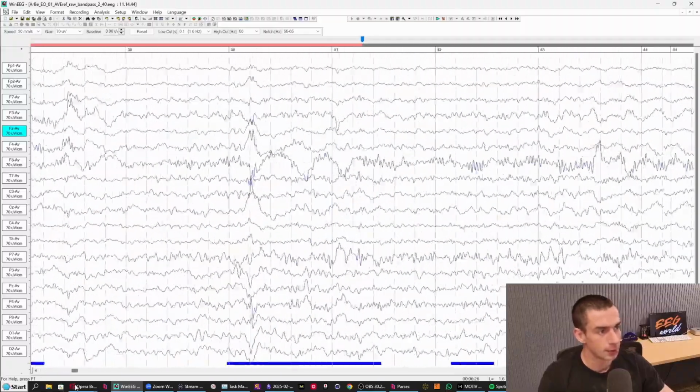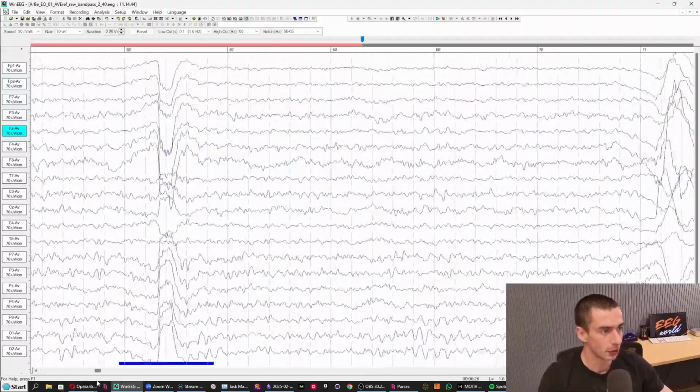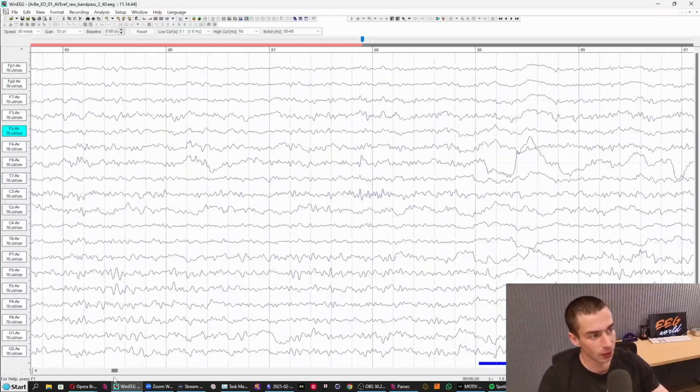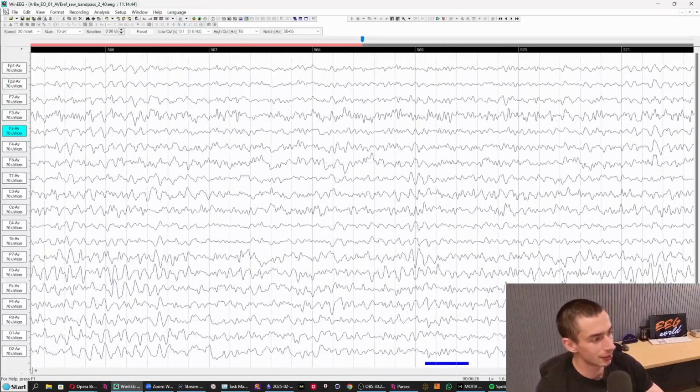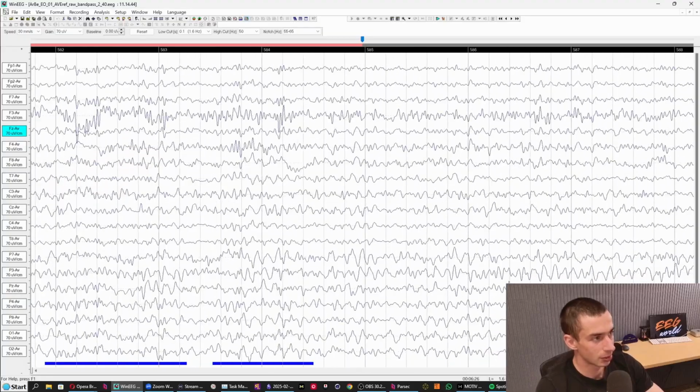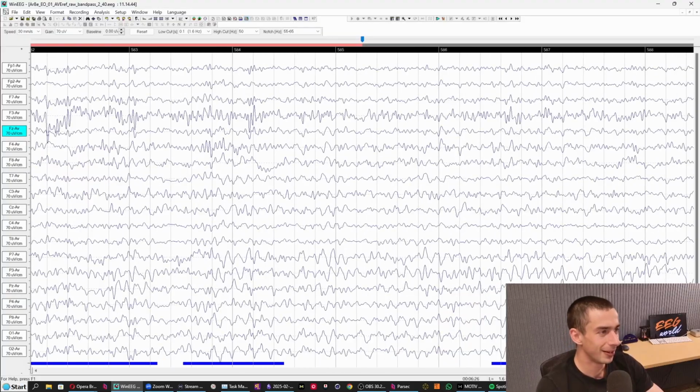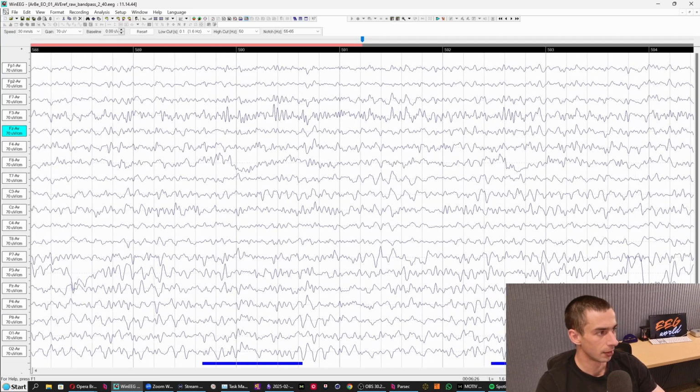And the other thing to keep in mind here, for the nerds out there, is that when we are doing this artifact rejection, it's only going to take 4-second epochs. So, for example, this is not going to be included because there's a piece that's cut out here and here.